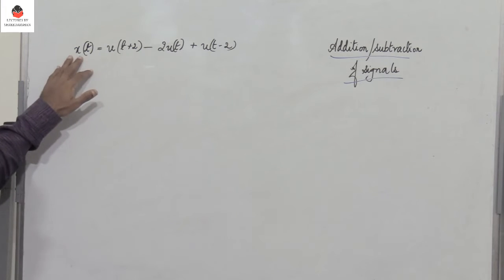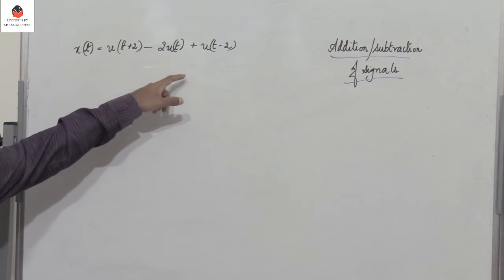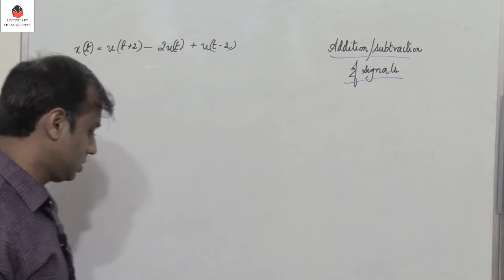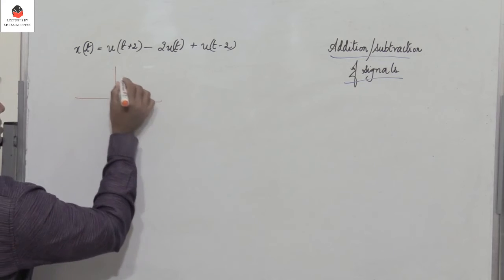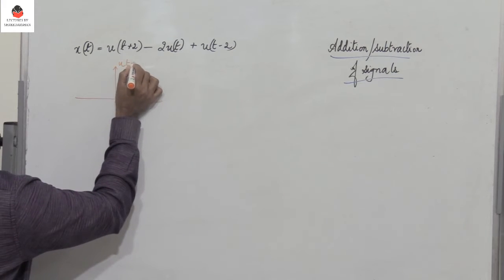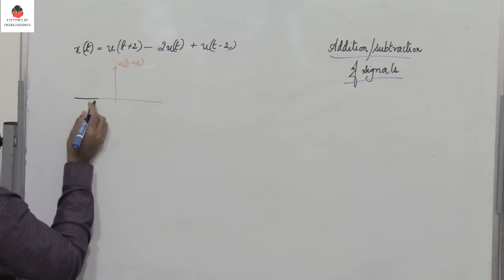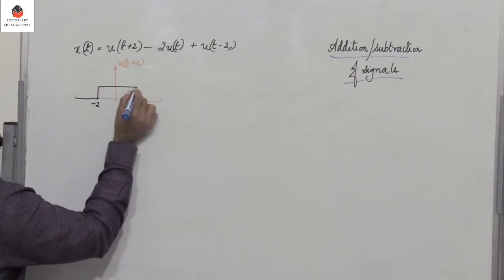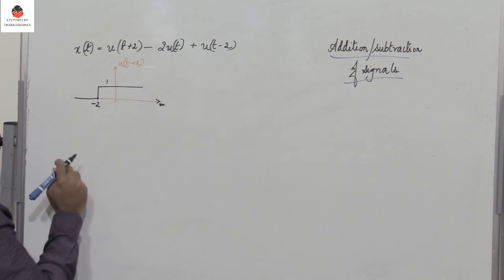I need to find x of t, where x of t is u of t plus 2 minus 2 u of t plus u of t minus 2, where u of t is nothing but a step signal. So let me sketch these waveforms individually. So what is u of t plus 2? Here u of t plus 2 is a step signal which remains 0 till t equal to minus 2 and then remains 1 up to t equal to infinity.